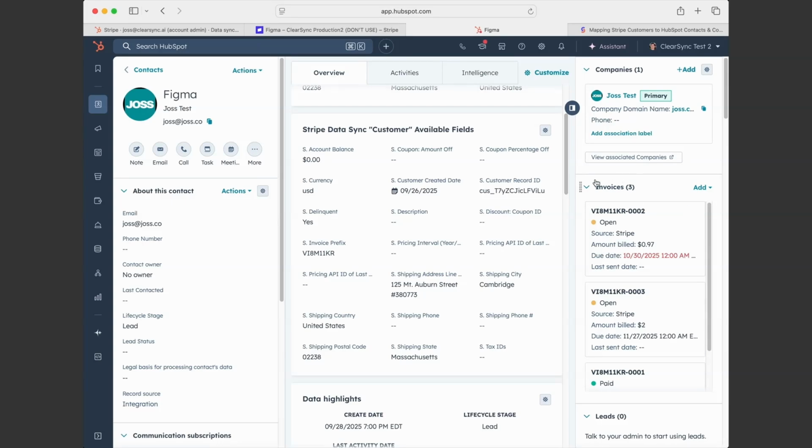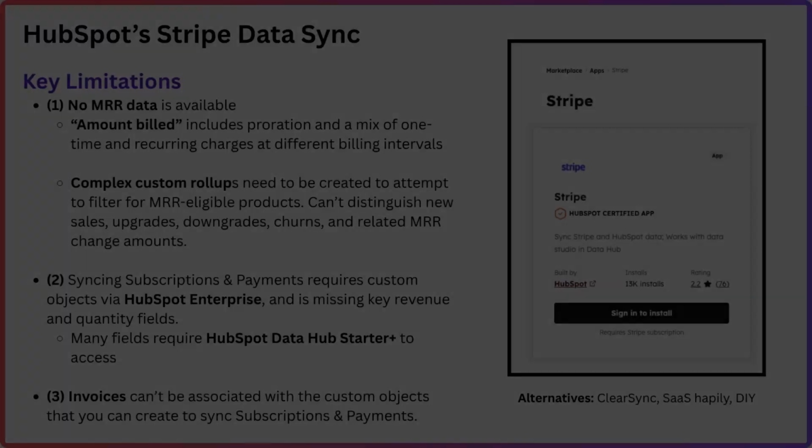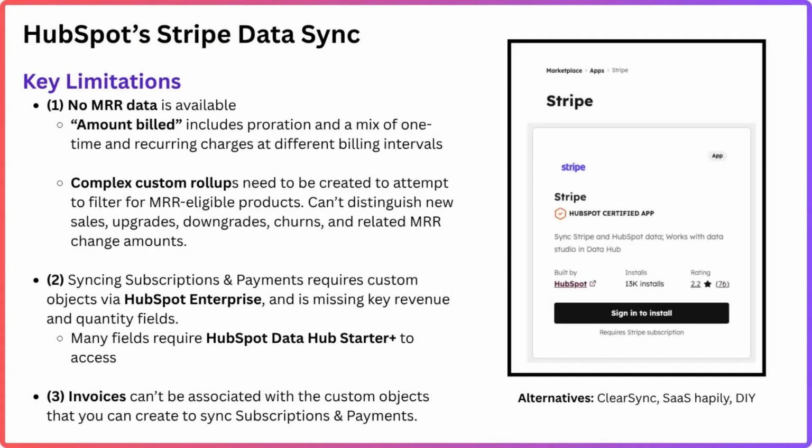Your best bet to get some of that data will be to create roll-up fields that go from the contact to its related invoices. And there you can pull data like the total amount invoiced in the last period of time, but you won't be able to get the customer's true recurring revenue. In conclusion, the Stripe Data Sync app is a good fit for companies who are looking for a free way to sync invoices and invoice statuses, but they don't need to see or report on recurring revenue.